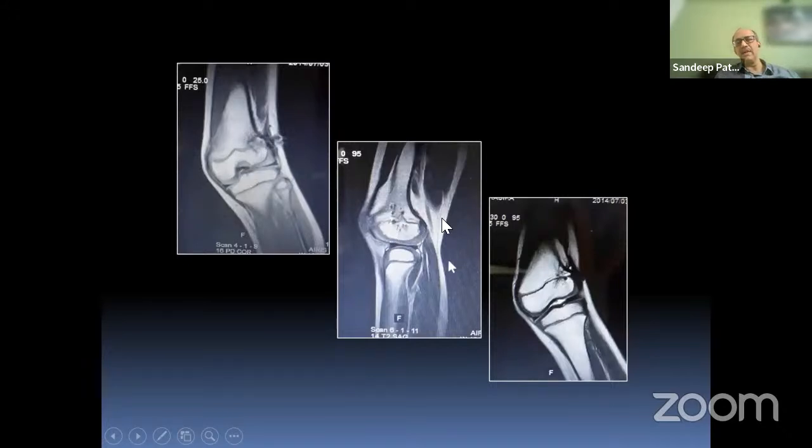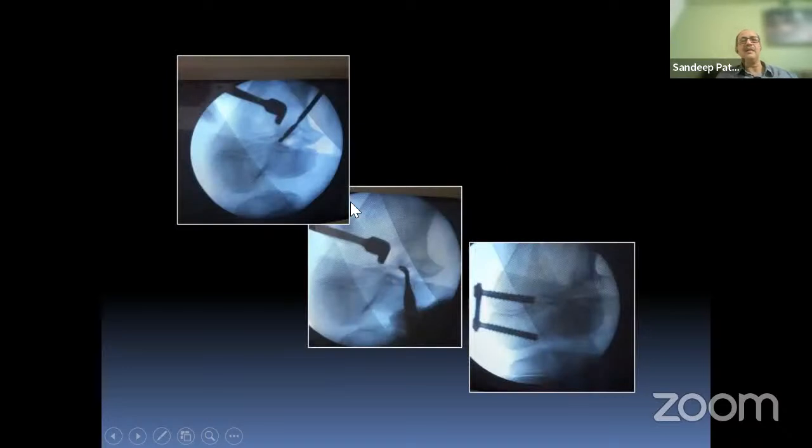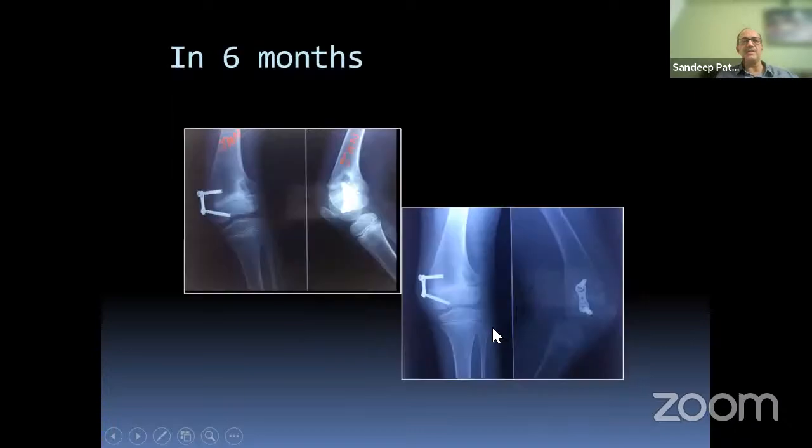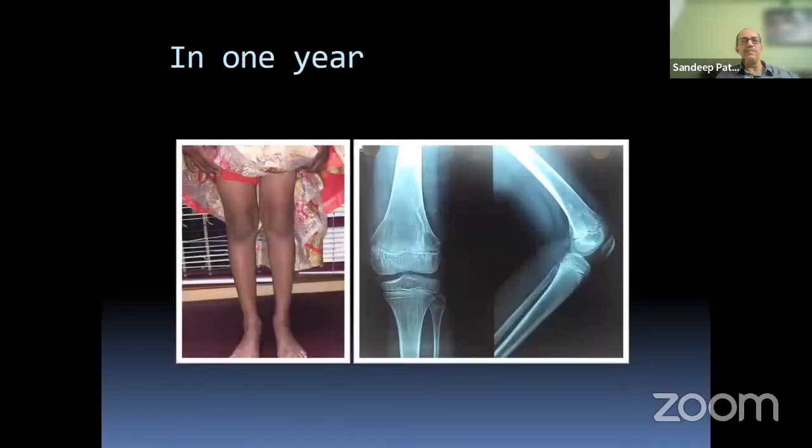More focal growth arrest. Go ahead and resect it, localize it, use a burr and growth modulation on the opposite side. In 6 months' time, some correction, and over a period of 1 year, complete correction, and then restoration of growth. So peripheral bars, localized bars will really do well if they are adequately treated.